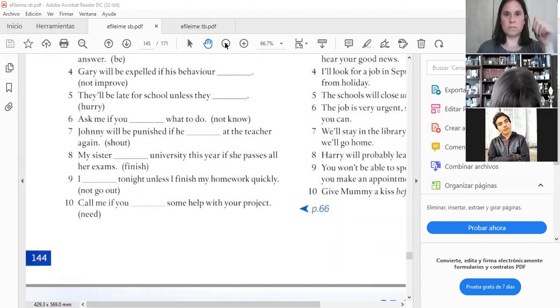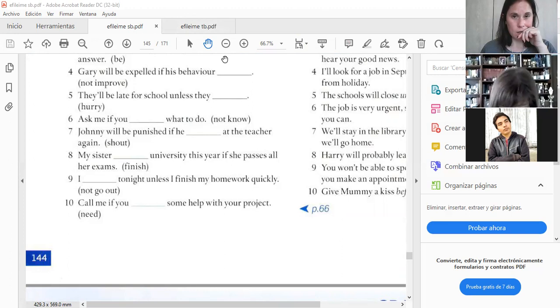I finished. Yes, I finished. Okay, Marta, can you read the first 2 and Nico the rest? Okay. Ask me if you don't know what to do. Excellent. Number 7. Johnny will be punished if he shouts at the teacher again. If he shouts with an S, right? Because that would be present simple. Excellent. Yes. Nico?